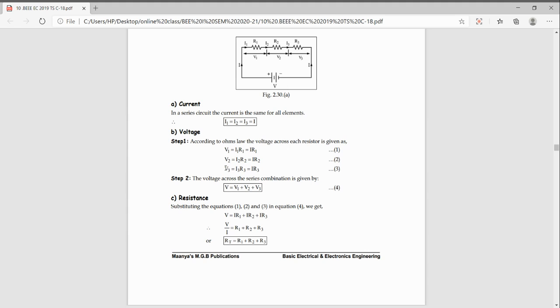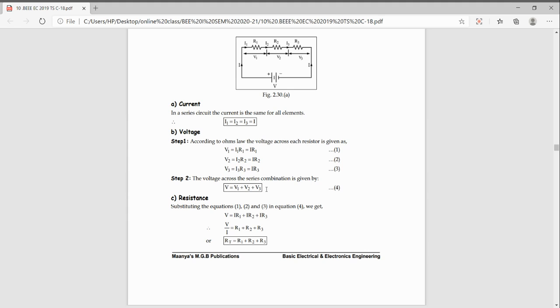And what is the total voltage in the series connection? So we have to find out the total voltage. Here we know that I is equal to I1 is equal to I2 is equal to I3. This is the current. And the total voltage V is equal to V1 plus V2 plus V3. So this is the voltage calculation.